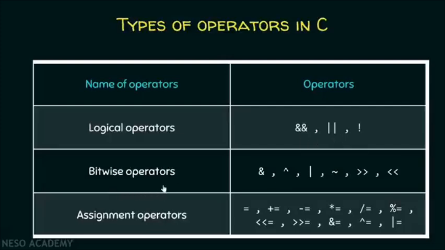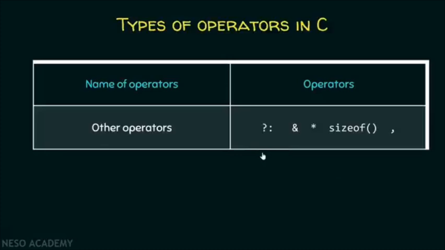The fifth category of operators are the bitwise operators. They are bitwise and, bitwise XOR, bitwise OR, bitwise ones complement operator, right shift operator and left shift operator. Then we have assignment operators: this is simply an assignment operator, this is increment then assign, this is decrement then assign, this is multiply then assign, this is divide then assign, this is modulus then assign, this one is left shift then assign, this one is right shift then assign, this one is bitwise and then assign, bitwise XOR then assign, bitwise OR then assign.